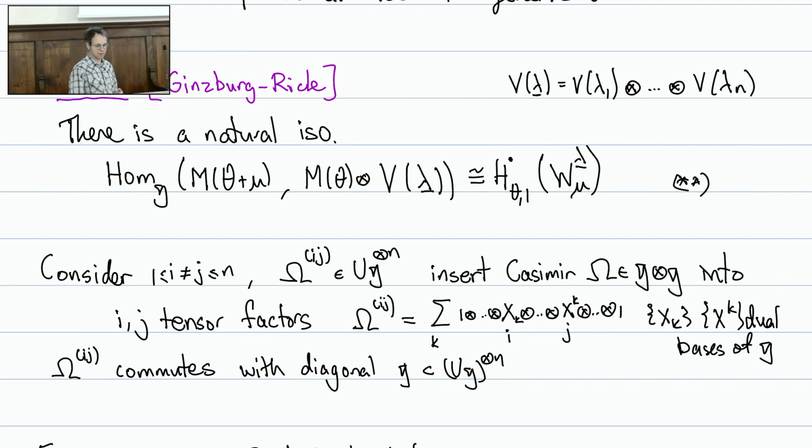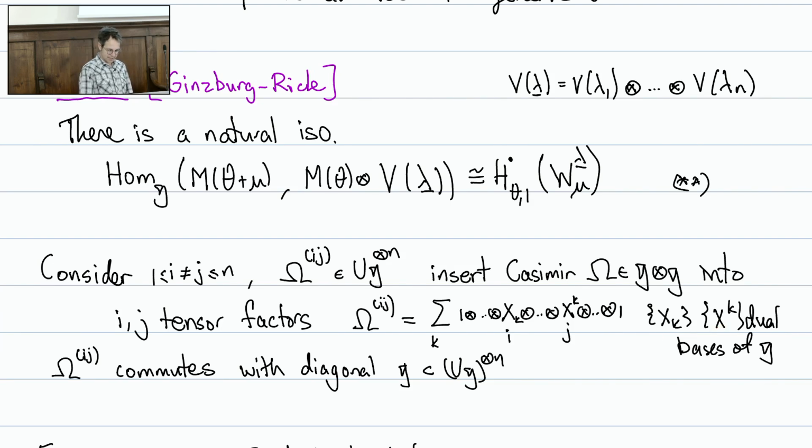Associated to a non-degenerate invariant bilinear form on any vector space, there's a Casimir element. In particular, on this semi-simple Lie algebra, we have this Casimir element. It's obtained by taking a basis and a dual basis, taking the basis tensor the dual basis, and summing.